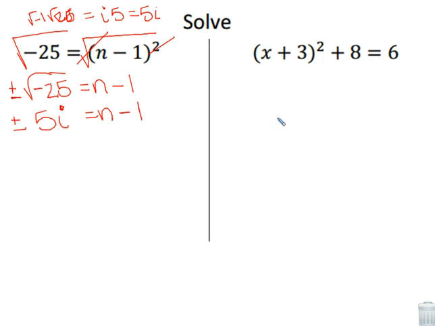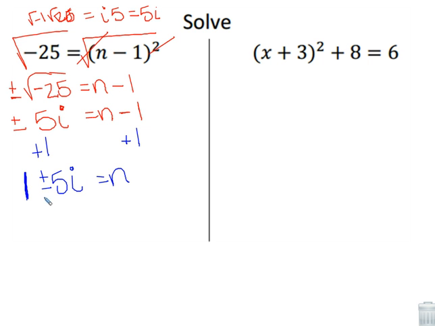Now here's where the complex part comes into play. I still have an extra step. I'm not really at n by itself just yet, so I need to add 1 to both sides. So now n's all by itself. Now here's the complex part. I have a real number right here, a positive 1. So that needs to go first. But notice how I have an imaginary part as well. I have the 5i. So I would have the plus or minus 5i.